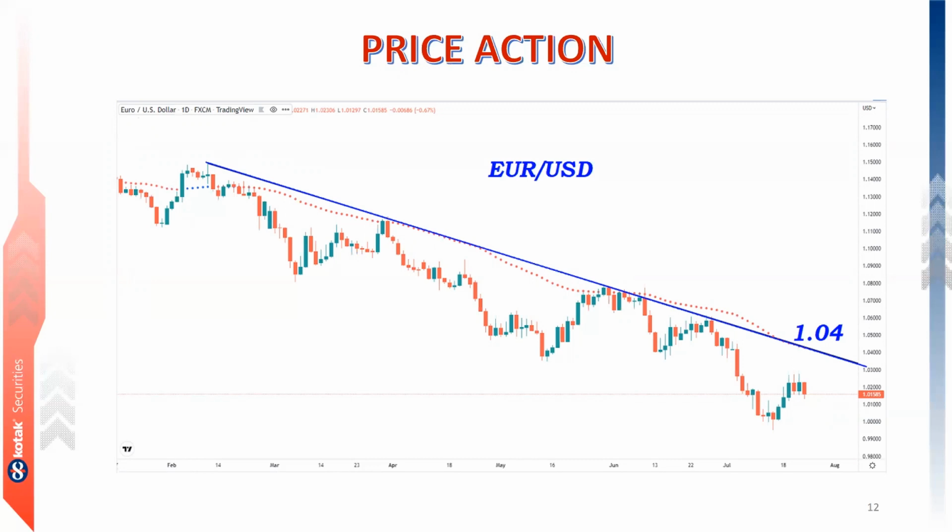Price action is clearly bearish. We have lower lows and lower highs in the prices in the euro dollar. Why am I showing you the euro dollar and not euro INR? Because euro INR is a combination of two currency pairs, euro dollar and dollar rupee.